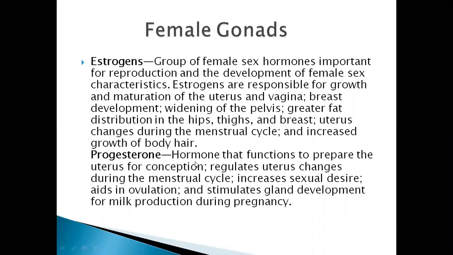And progesterone is a hormone that functions to prepare the uterus for conception, regulates uterine changes during the menstrual cycle, increases sexual desire, aids in ovulation, and stimulates gland development for milk production during pregnancy.